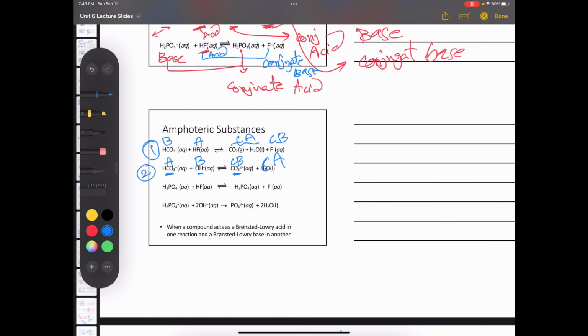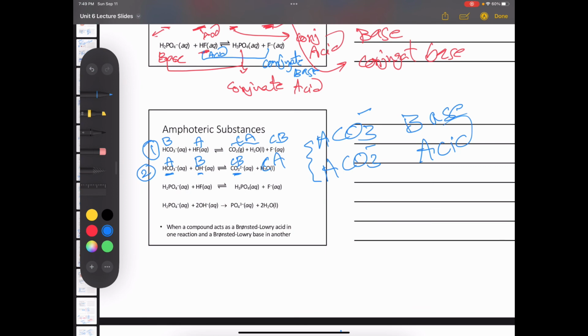Let's look at another example. We can see here that the HCO3 reacted as a base in the first equation, and HCO3 reacted as an acid in reaction number two. So we can consider the hydrogen carbonate an amphoteric substance.